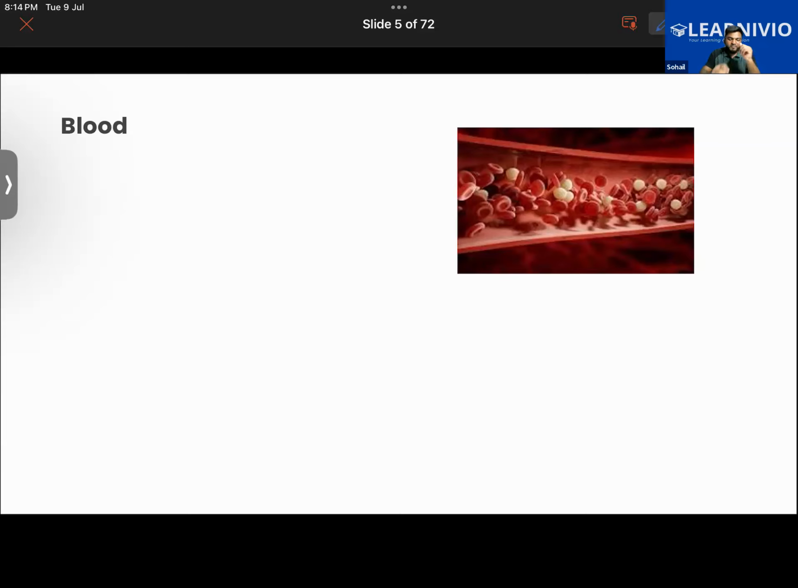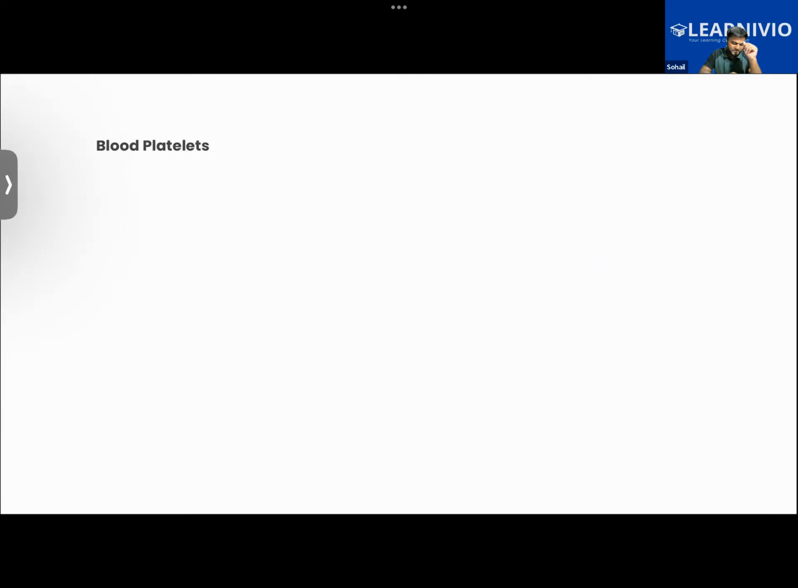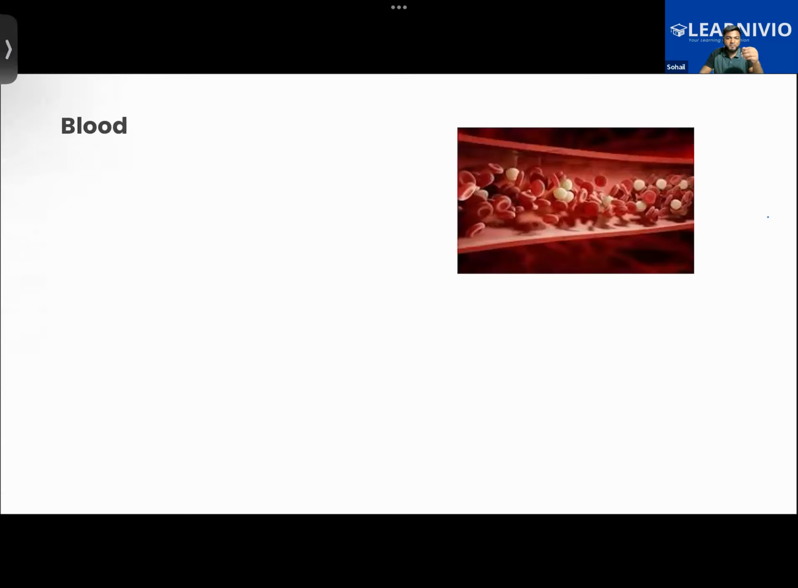Then in the blood, you have some special structures called platelets. Their function is to help the blood to coagulate, to clot. Now imagine if someone were to get a cut anywhere in the body, and the blood flow does not stop. For example, if I had a cut in my hand and the blood continued to flow, the person would die due to excess loss of blood, isn't it?